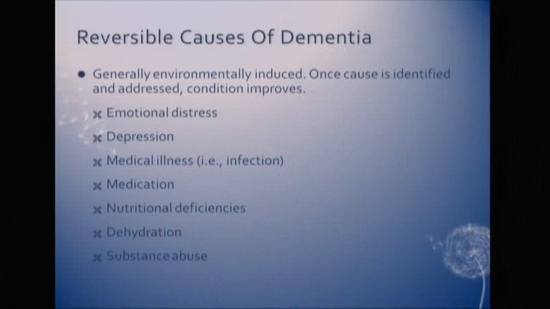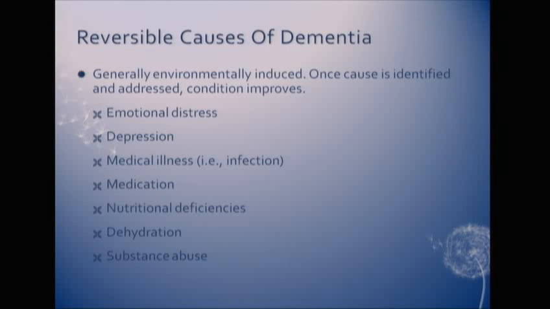These are some of the causes of reversible dementia. These are things that I call generally environmentally induced. And that means that once you've addressed the problem or the condition, there's a pretty good chance that the condition is going to be resolved.